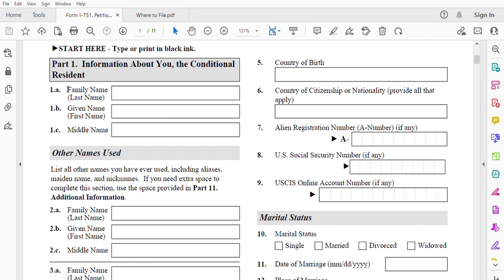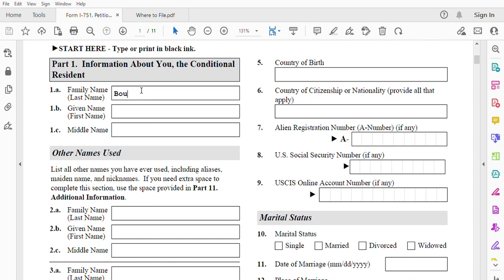We're gonna go to part one. Part one is about information about you, which is the conditional resident. That's the one who's gonna remove the condition. And you gotta remember, this person was the applicant in I-130. Now he's gonna become a petitioner. So he or she is gonna file this petition. In my case, that's my spouse.